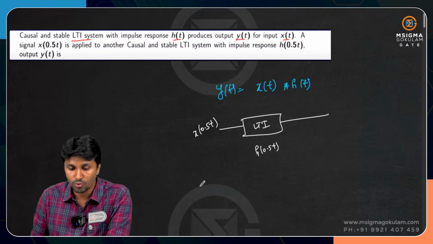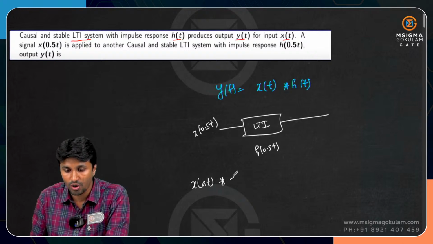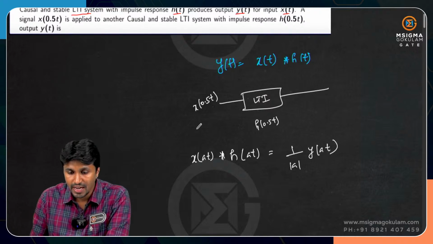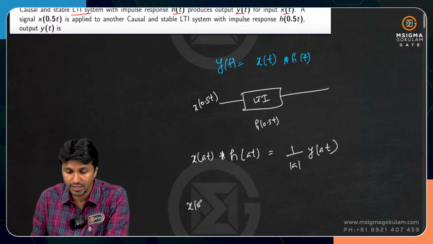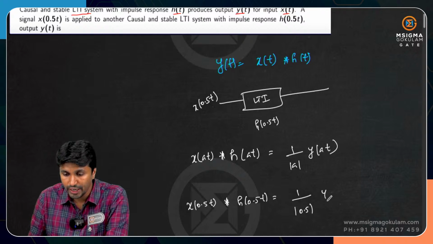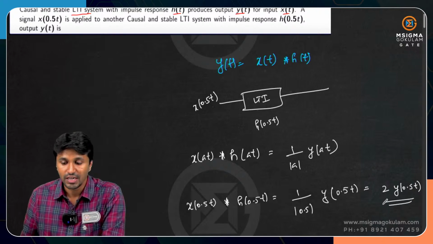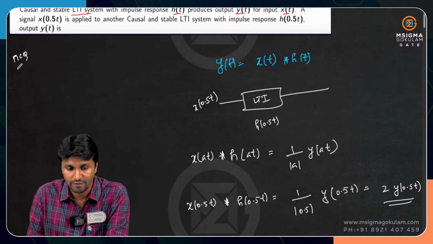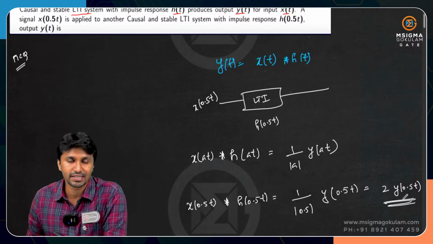So we already know this property, that is h of at convolved x of at is equal to 1 by magnitude of a times y of at, right? You can clearly see that a in this case is nothing but 0.5, right? So x of 0.5 t convolved h of 0.5 t is equal to 1 by magnitude of 0.5 into y of 0.5 t, right? So 1 by 0.5 is nothing but 2, so 2 into y of 0.5 t. So the answer to this question is 2 into y of 0.5 t, right? This is a multiple choice question, so you have options, and this is the correct answer.